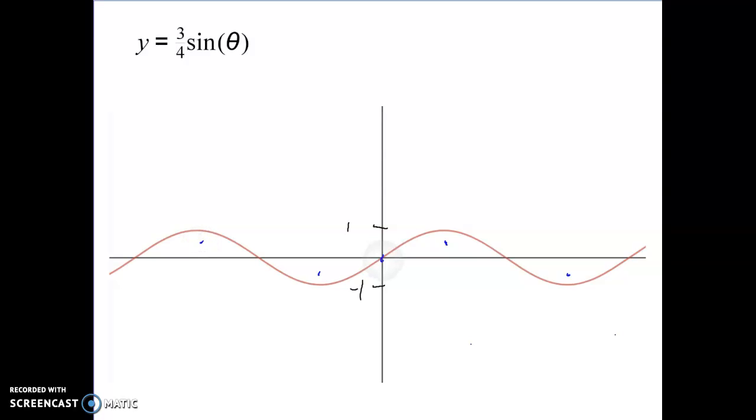But again, my 0 points don't change. I'm not changing hitting the midline or where I'm going to hit the midline. What I'm changing is how high up or down I'm going to go. I'm just changing that amplitude. All right, so there's 1/2. And here's the other half. Okay, so the blue one is 3/4 sine theta. I have changed the amplitude and made the graph quote unquote shorter than it was before. That is a vertical shrink.